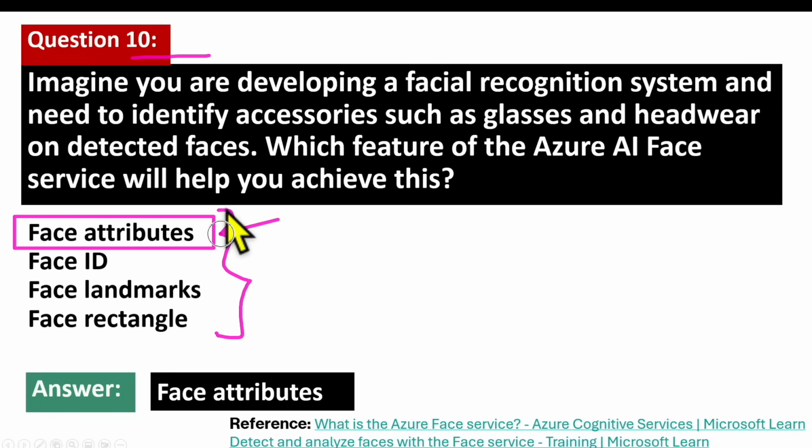Now let's look into what this face attribute feature is. The face attribute feature of Azure AI Face Service allows developers to analyze specific features of the face and its properties. It can detect and identify accessories such as glasses, mask, headwear, etc. Other attributes include age, gender, facial hair, and emotion.